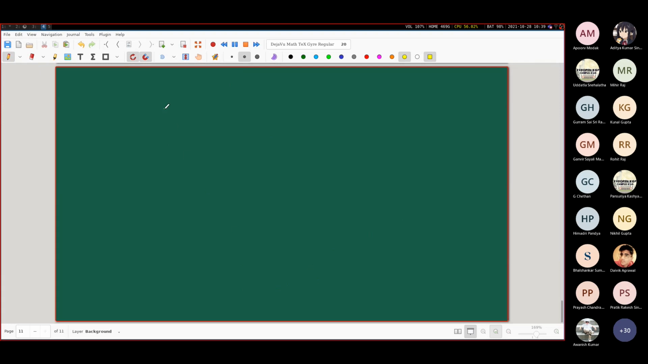So let me go to the next page and then just continue with the solution. This is m square times m square plus k square equal to 0. Tell me what should be the solution values for m?